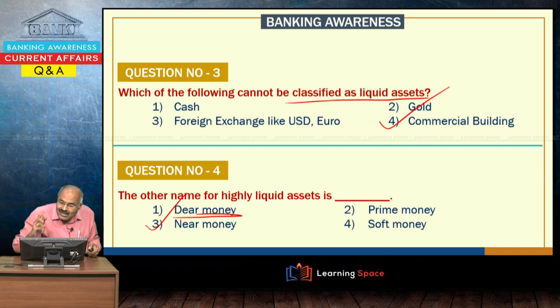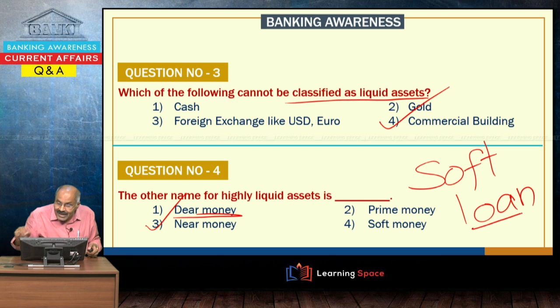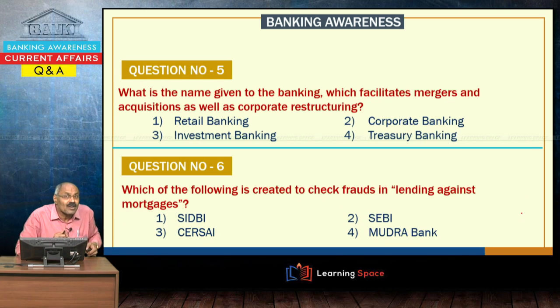And please do not forget soft loan. What is the meaning of soft loan? Soft loan means the loan you are getting at less than market interest rate. If the market interest rate is 10%, and you are getting it at 8%, you can call it a soft loan. So, this terminology please do not forget.